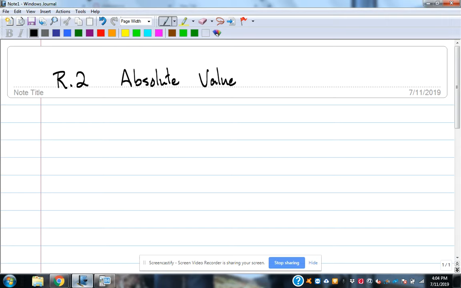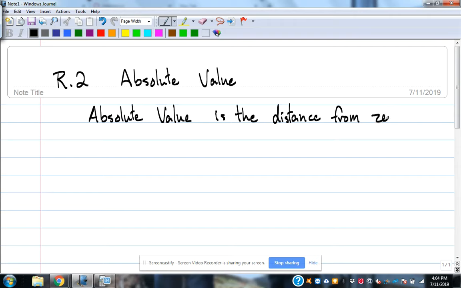All right, we're going to talk about absolute value, and one of the first things that we talk about with absolute value is its raw definition of what absolute value really is in terms of mathematics. An absolute value is the distance from zero. All right, so when we talk about the absolute value of a number, we're talking about how far is it away from zero on a number line.